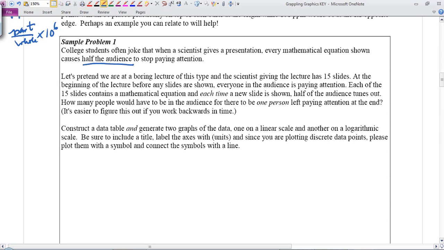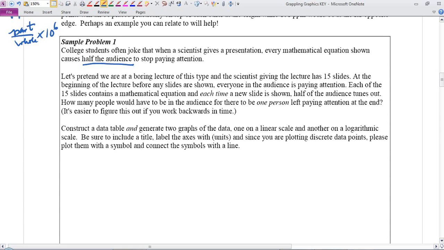So let's pretend we're at a boring lecture of this type, and the scientist giving the lecture has 15 PowerPoint slides. At the beginning of the lecture, before any slides are shown, everyone in the audience has a great attitude and they're paying attention. Each of the 15 slides does indeed contain a mathematical equation, and each time a new slide is shown, half of the audience tunes out. How many people would have to be in the audience for there to be even one person left paying attention at the end?